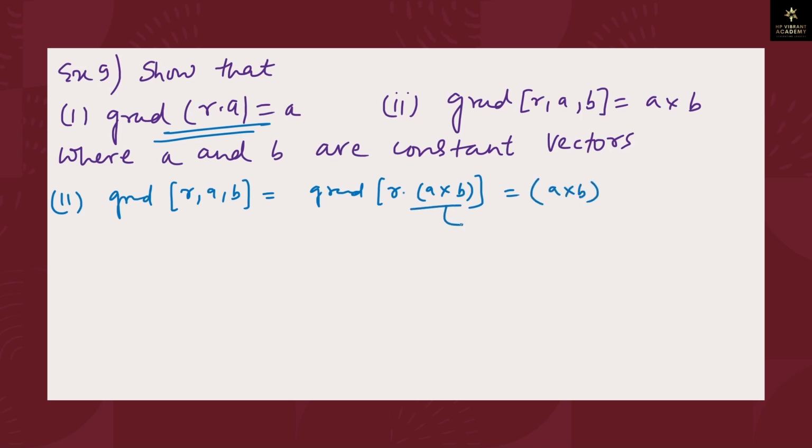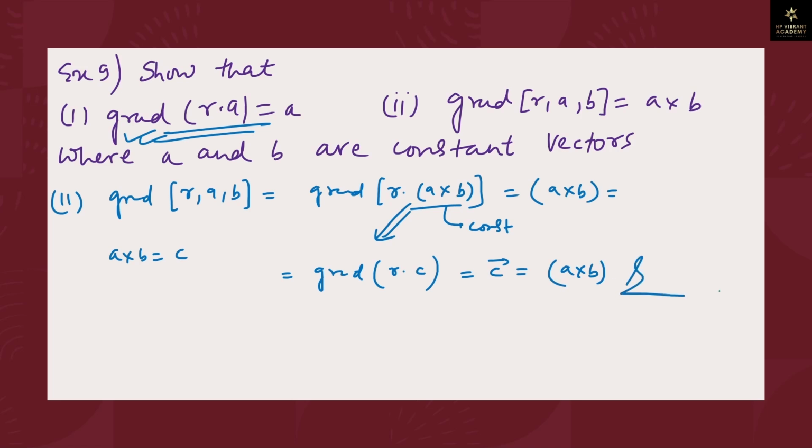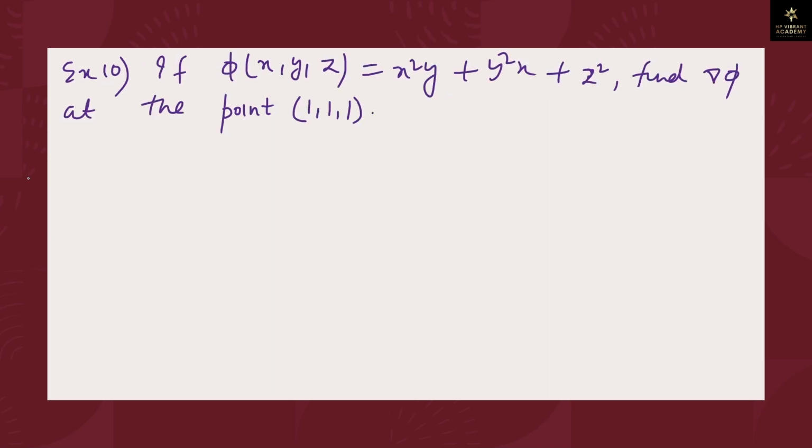This is constant. So let us take a cross b as the vector c. So this gets transformed to gradient of r dot c. Using the same expression, this is equal to c, and the c vector is a cross b. Answer.